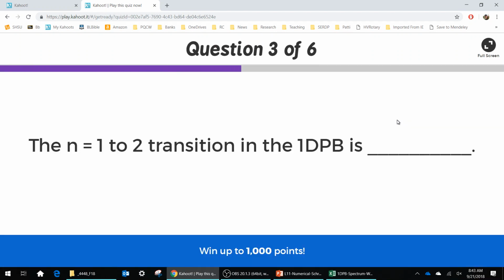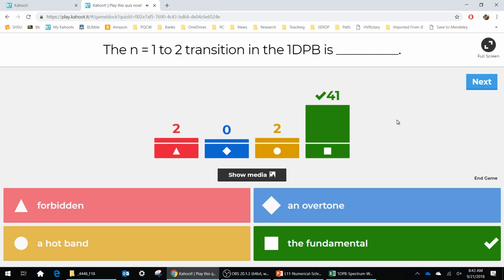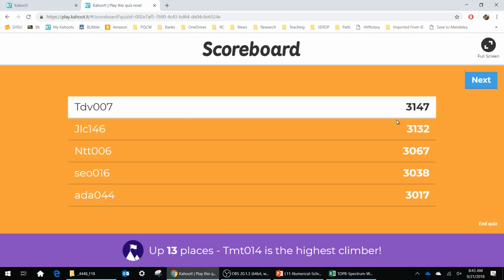The n equals 1 to 2 transition in the 1D particle in a box is red forbidden, blue an overtone, orange a hot band, and green a fundamental. So the n equals 1 to 2 transition. Yay, very good. Now in vibration, the lowest quantum state is 0. So it'd be 0 to 1 in vibration. This is particle in a box, so it's different depending on the system. Just making sure you catch that.